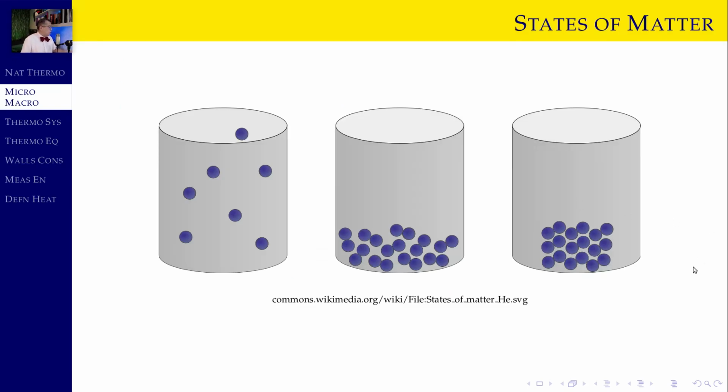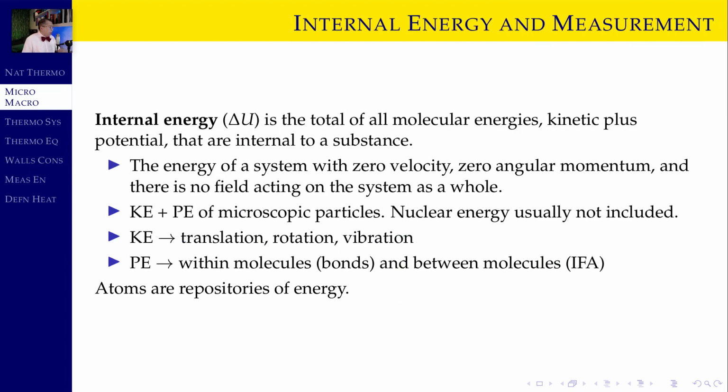Because of all of these, that's why we have solid, liquid, or gas. It depends on how much motion there is, contrasted with the amount of IFA a molecule of that matter has. All of that is internal energy. We first remove zero velocity, zero angular momentum, and no electric field. A rock that is just sitting in one place.